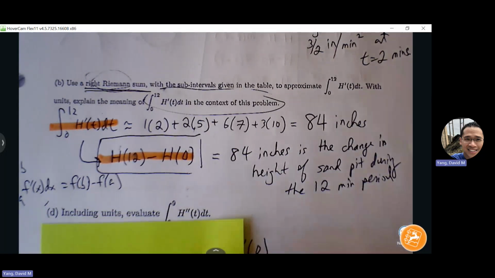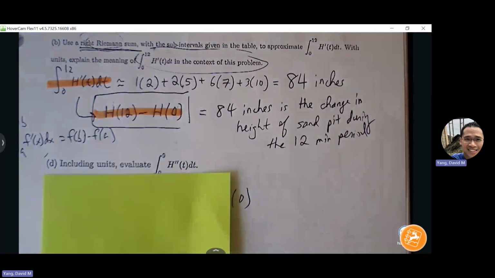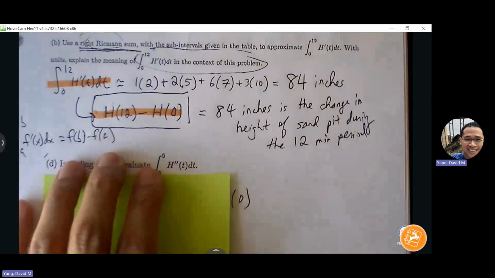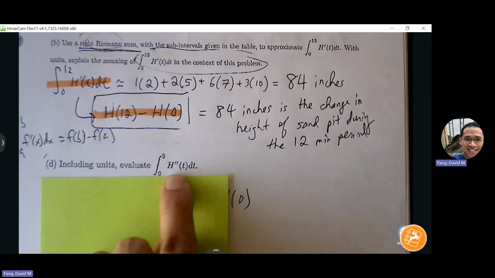Okay, likewise, if we want to extend that first theorem application, how do you think we can evaluate H double prime from 0 to 9? What's a way of writing this a different way? What is this equal to?